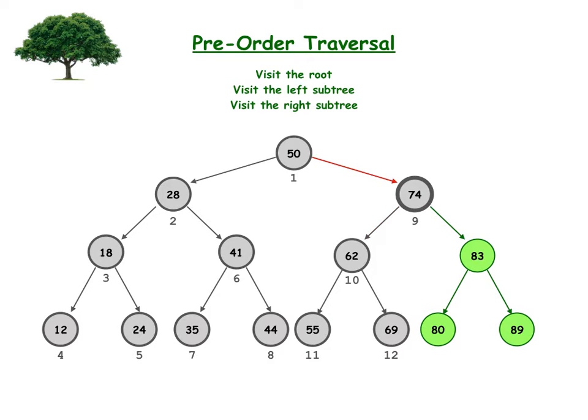We come back up. Now we're back at 74, which has been visited, and its left subtree has been visited as well. So we go to the right. Now we're at 83.